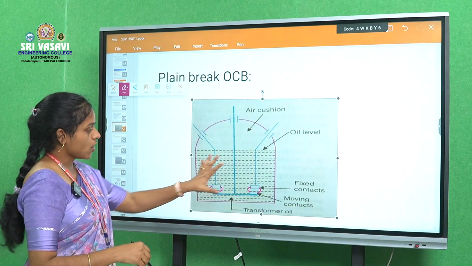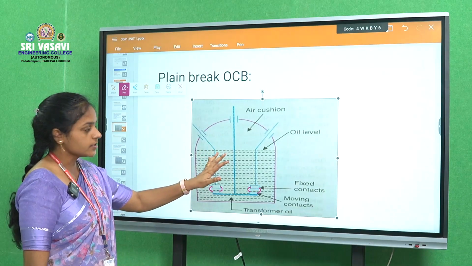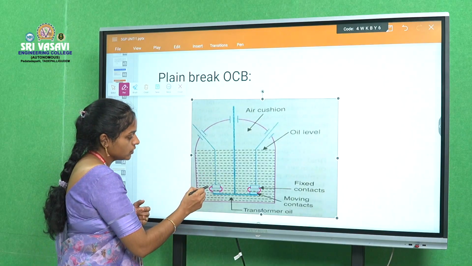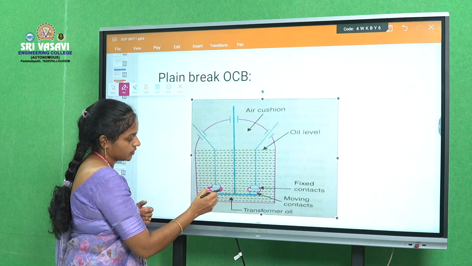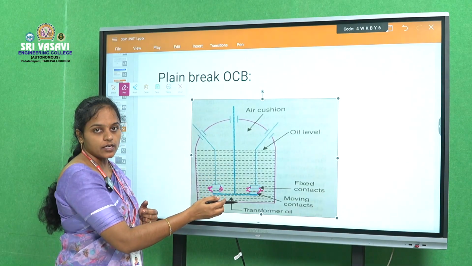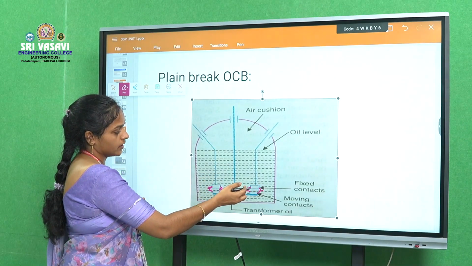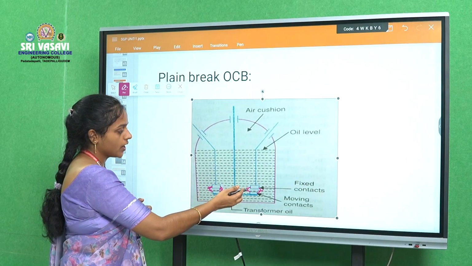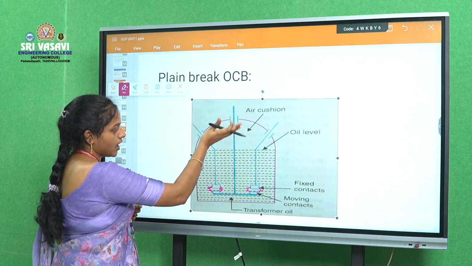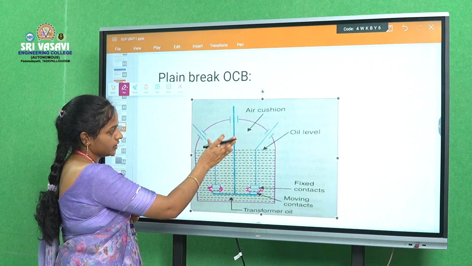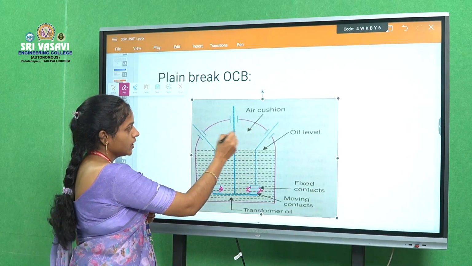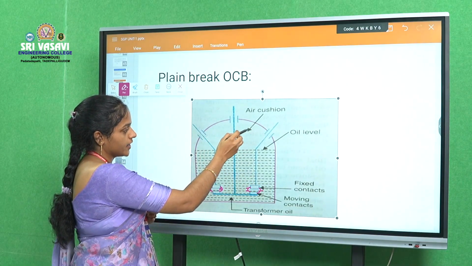At this time the oil has good electric strength, greater than the arc voltage. The oil helps to quench the arc or to split the arc by increasing the length of the arc, and by increasing the electric strength of the oil greater than the restriking voltage. At this time the oil may be pushed up. So to reduce the chance of explosion, ventilation ducts are there, like an air cushion here.